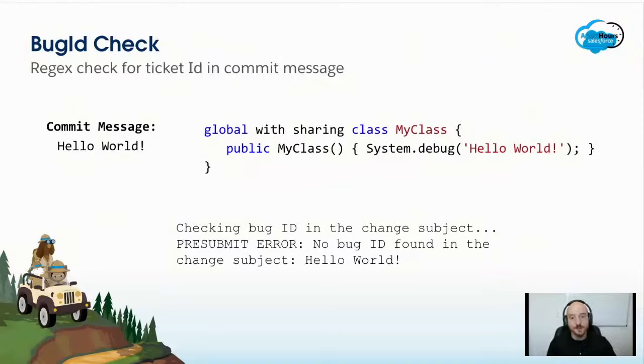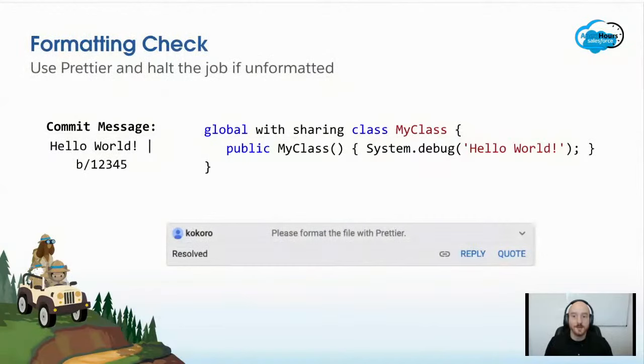This one's pretty simple to implement. Just use a regular expression and make sure that it matches the ticket number format of whatever ticketing system you're going to use. If they don't have one in the commit message, then fail the pre-submit. Okay, so now they make a modification and add the ticket ID. But the next thing we're going to do is the formatting check. They get past the ticket ID check, but this class is still not formatted. So within Kokoro, this pre-submit job is going to run and say, oh wait, this file's not formatted. We'll generate a comment in line on that class and then expose that within the code review tool.